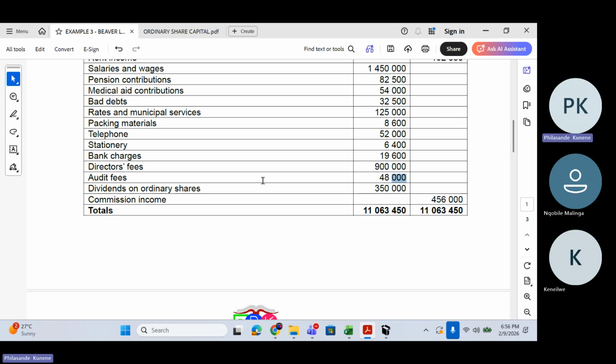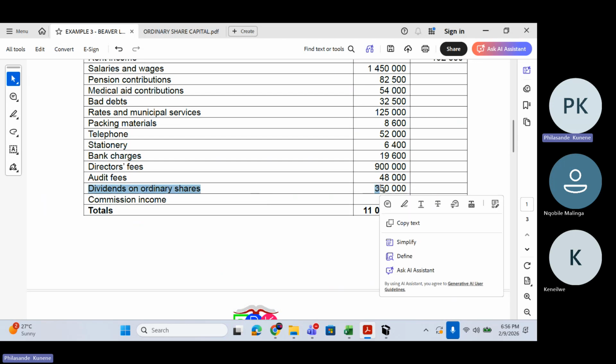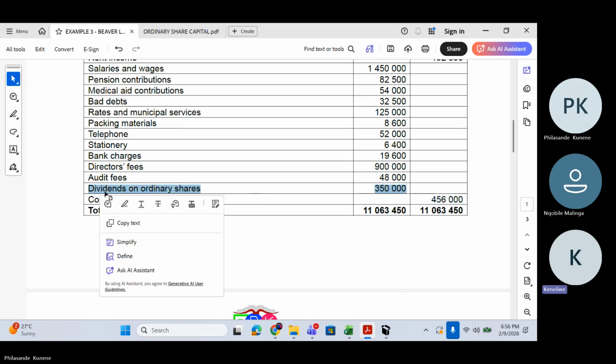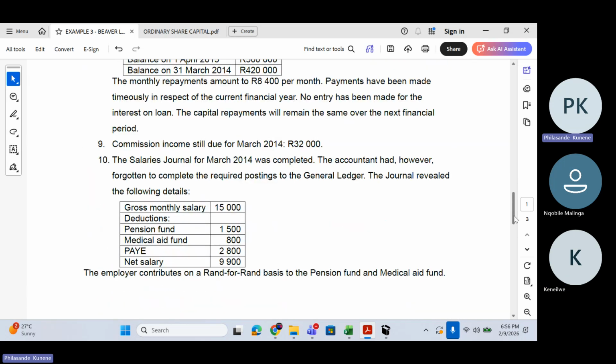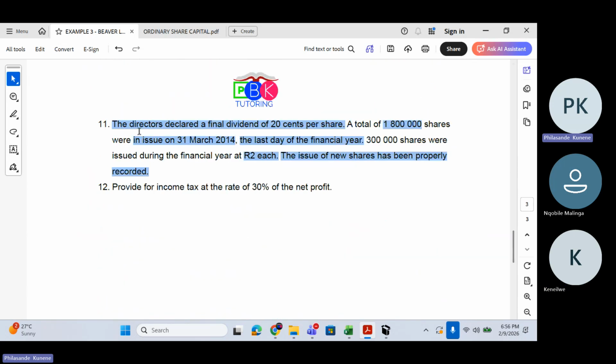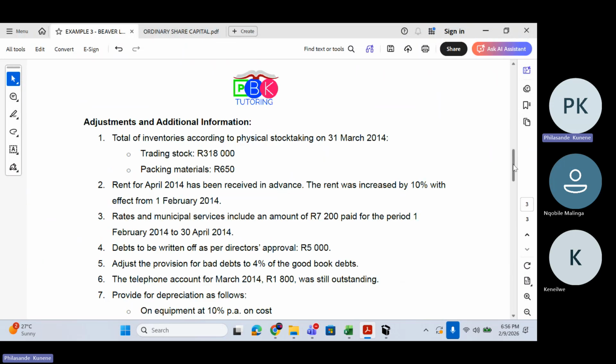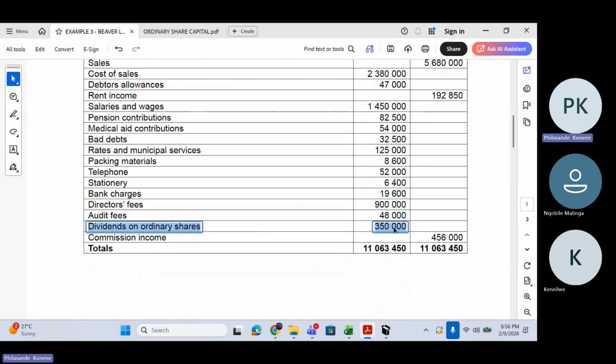Is it this one that is on the trial balance? Dividends on ordinary shares, 350,000. Can you see here? So this will be our interim dividend. Sometimes they will tell us in a transaction. In this transaction, they didn't say anything about interim dividends. They told us about final dividends of 20 cents per share. But sometimes in the exam question papers, they are going to tell us how much interim dividends were paid during the year. In this scenario, this is what we can see on the trial balance, 350,000 rands dividends on ordinary shares.